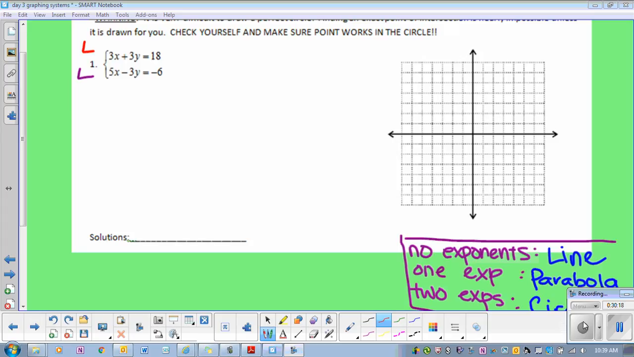All right, so if I look at 3x plus 3y equals 18, guys, it's not solved for y. We need to make it solve for y so we can graph the line. So minus the 3x.